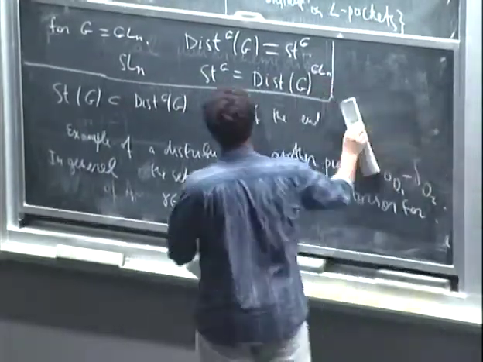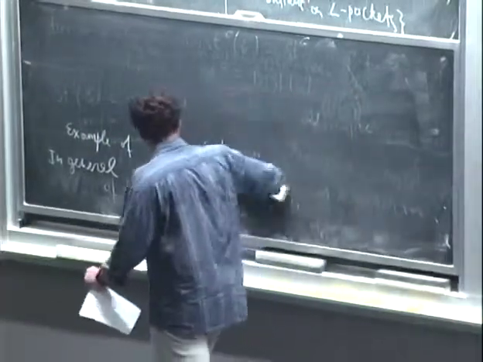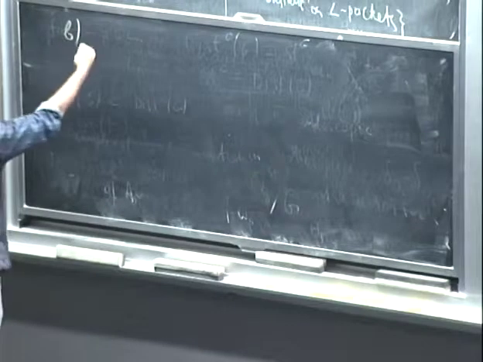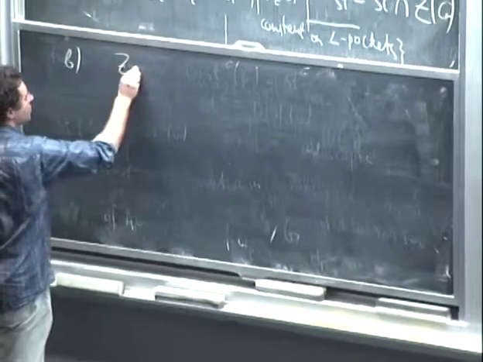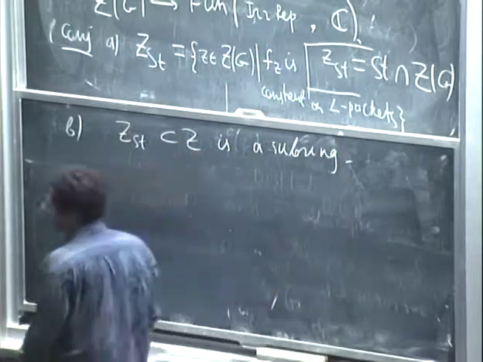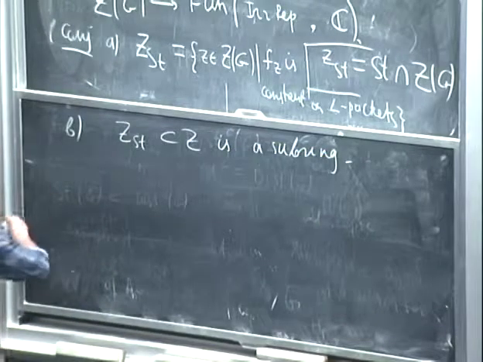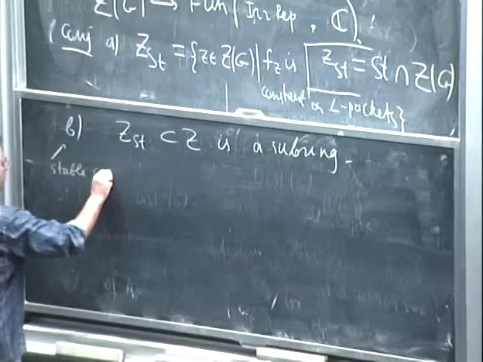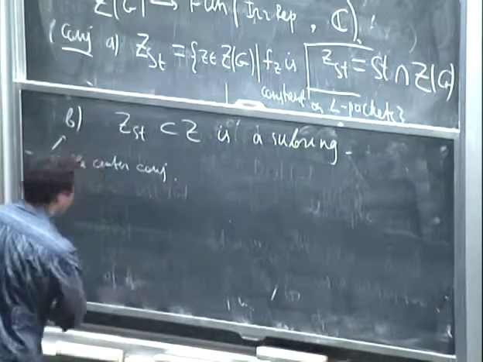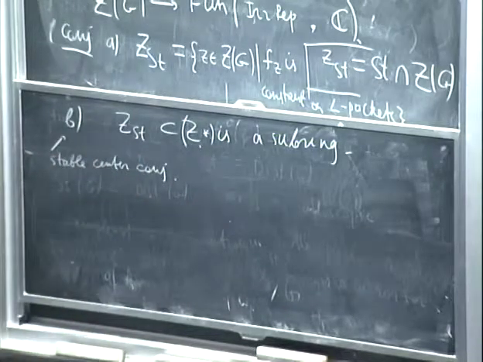So this is closely related to the previous conjecture. I don't want to spend time on this, but it should be sort of clear that this is closely related, and in fact can be deduced from it. But at least we can say the following. Another statement which is obviously implied by this is that Z stable in Z is a subring. So B is implied by A, but you can address B independently. This is what we call the stable center conjecture, and this is what we want to address by algebraic geometric means.